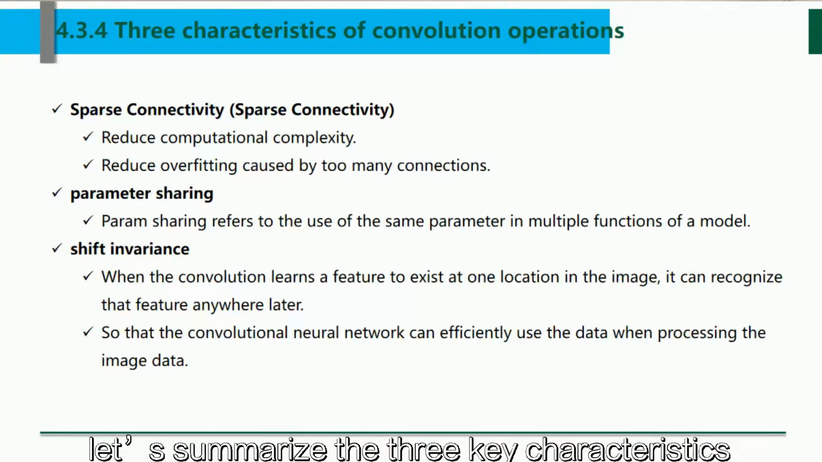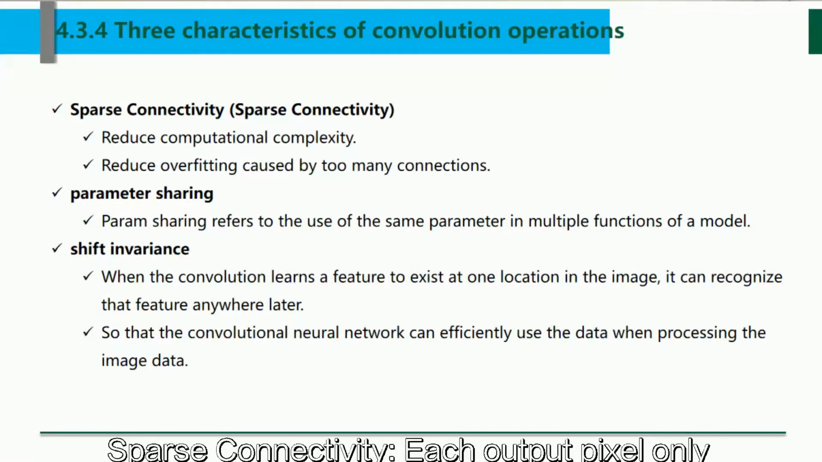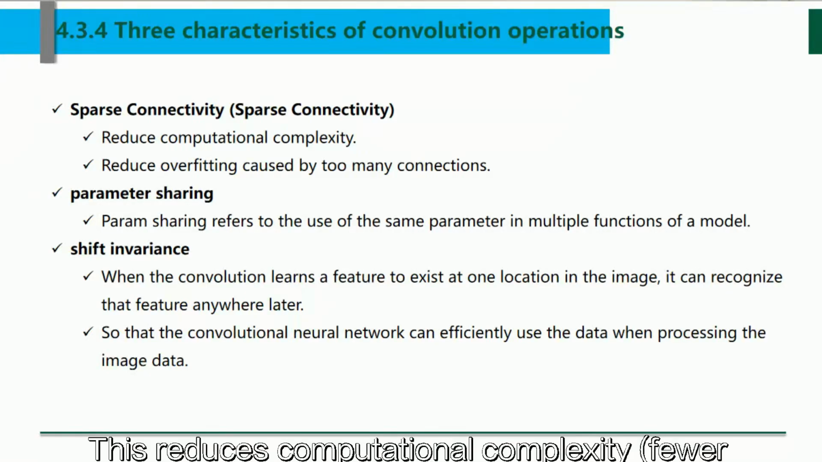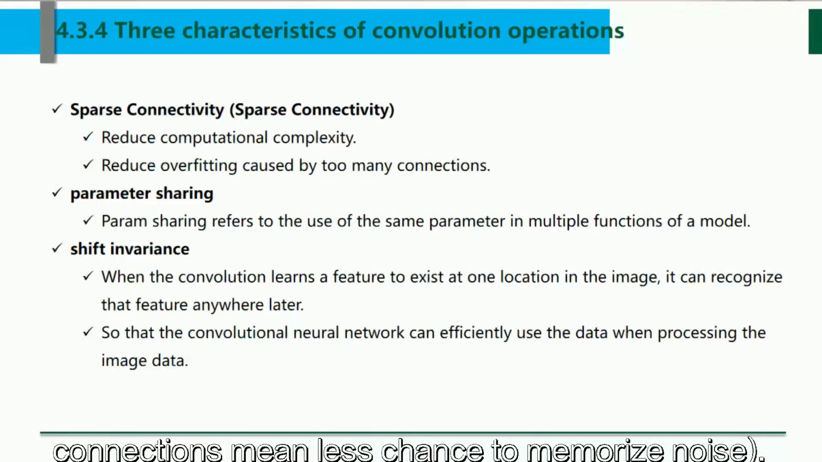Finally, let's summarize the 3 key characteristics of convolution that make CNNs great for images. Sparse connectivity: each output pixel only connects to a small part of the input, the kernel's size. This reduces computational complexity, fewer multiplications, and lowers overfitting. Fewer connections mean less chance to memorize noise.